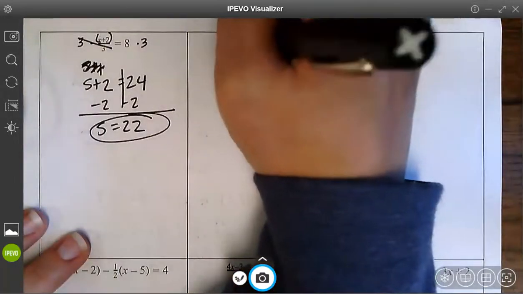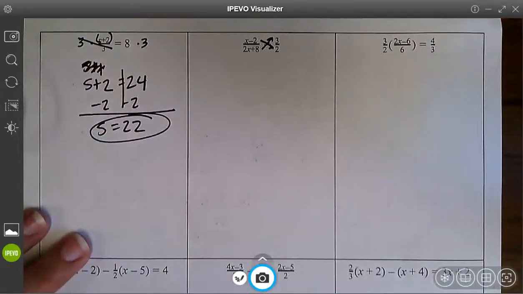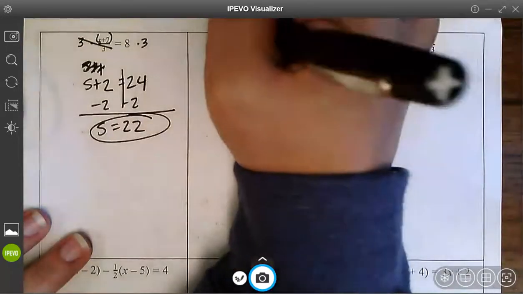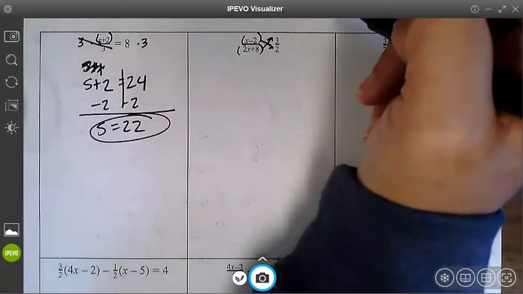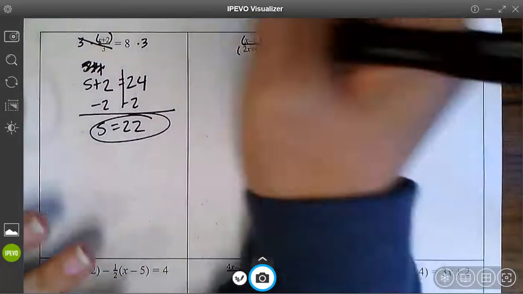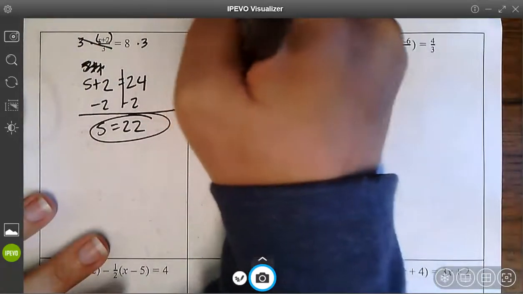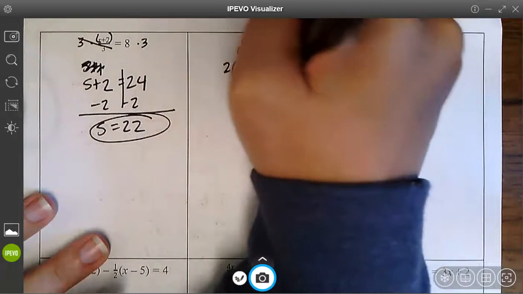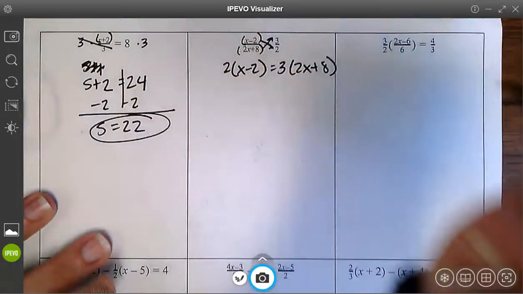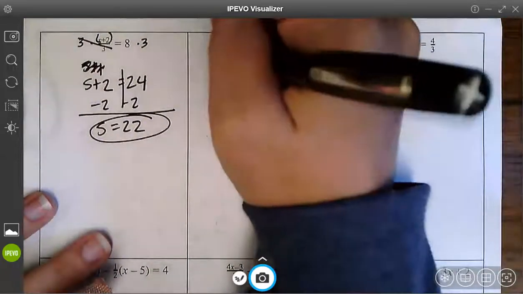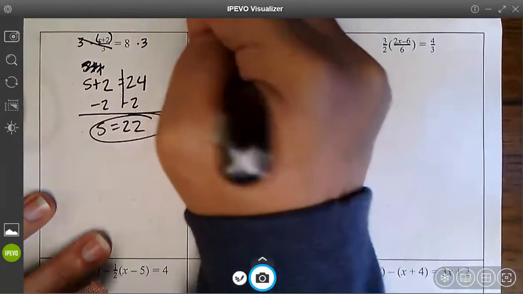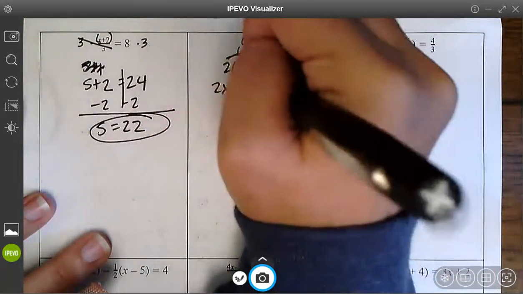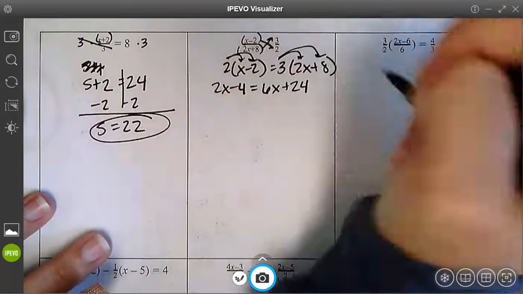Cross multiply when you have a fraction equals a fraction. Now when you're cross multiplying, you have to be careful. You need to put parentheses around your numerators and denominators if there's more than one thing. So what you have is 2 times (x minus 2) equals 3 times (2x plus 8). And then you distribute. So I have 2x minus 4 equals 6x plus 24.